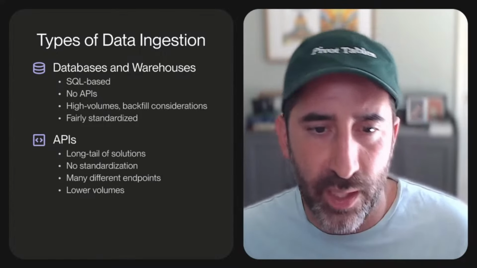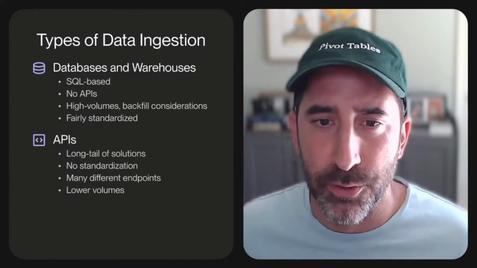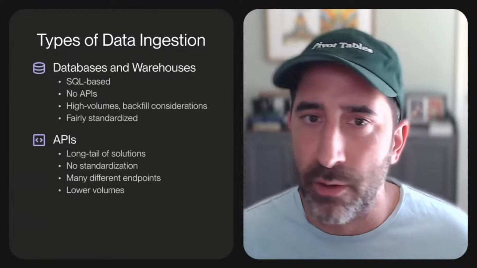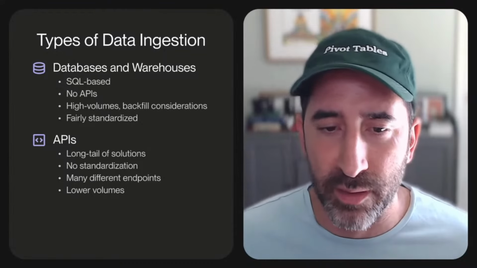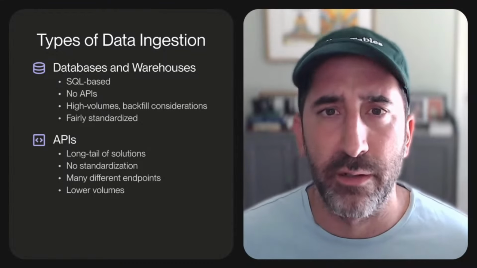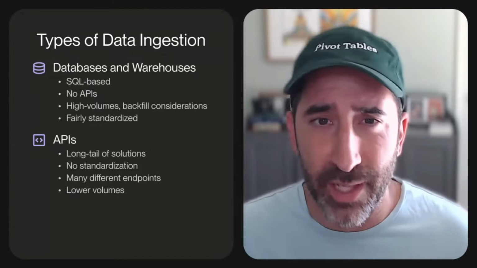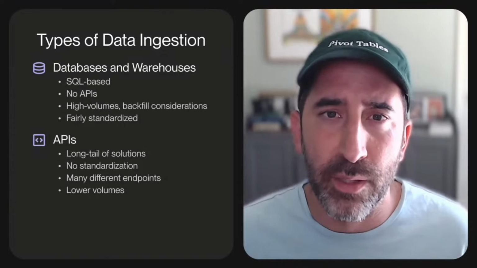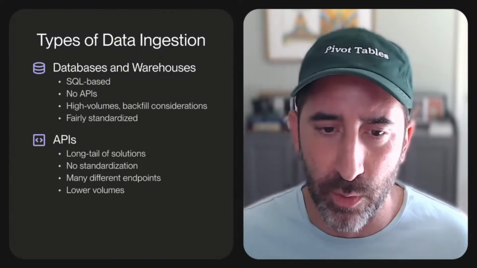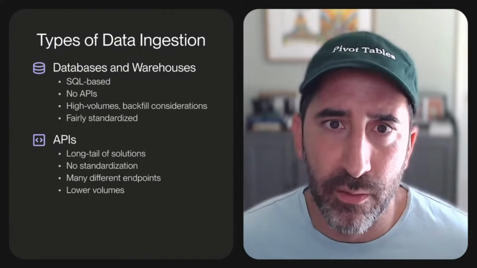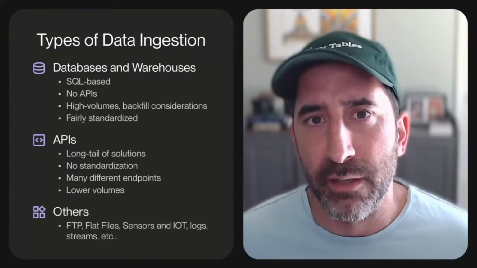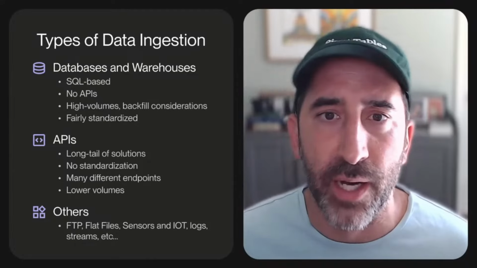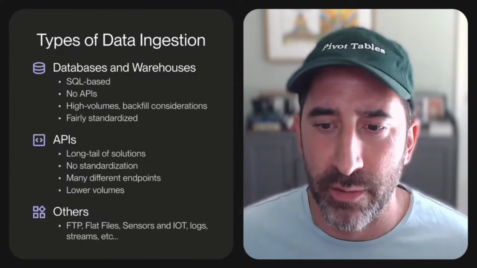On the flip side, we have APIs. There's a long tail of solutions here. These could be third-party SaaSes or some other custom API you have to hit in order to get some data. There's very little standardization here. There are many different endpoints. You could be using REST, you could be using GraphQL, and there tends to be a lower volume here as well. And then the final thing is the grab bag of data coming in from all types of places. So we have your FTP, we have flat files, sensors, IoT logs, and all that.